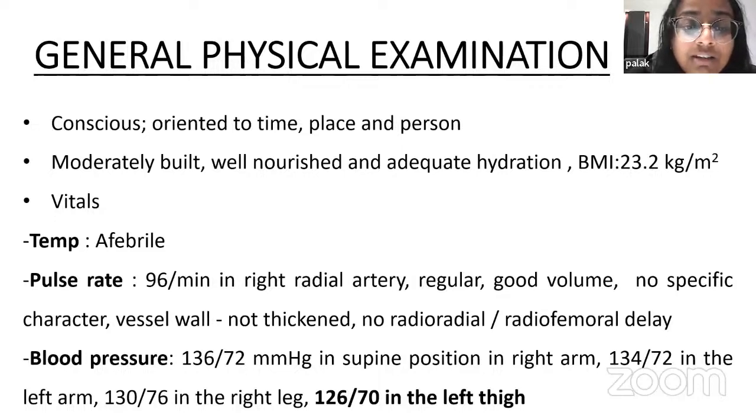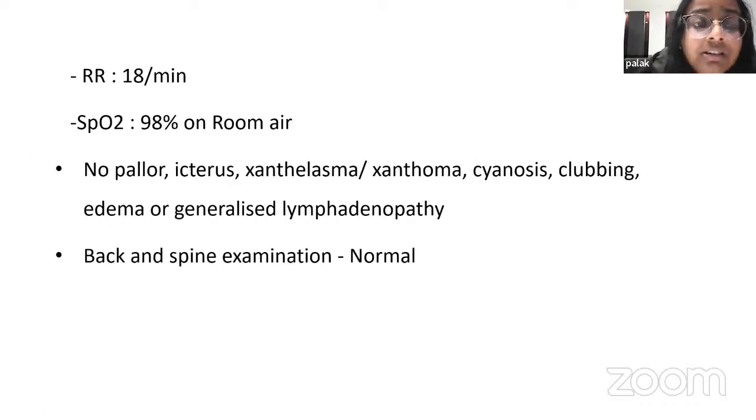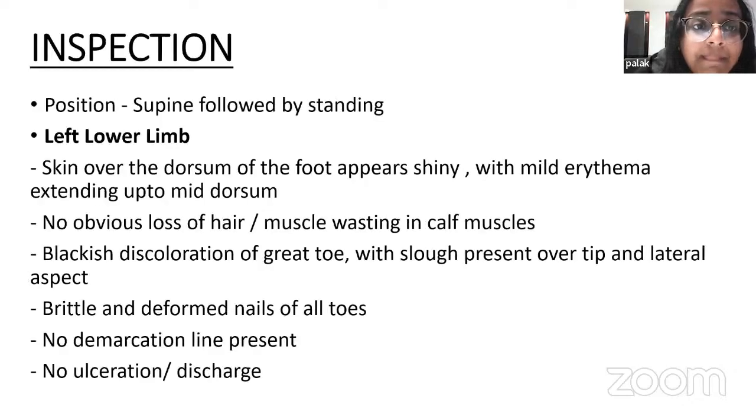The blood pressure was 136 by 72 mm of Hg in supine position in the right arm, 134 by 72 in the left arm, 130 by 76 in the right leg, and 126 by 70 in the left thigh. The respiratory rate was 18 per minute and the SpO2 was 98% on room air. No pallor, icterus, xanthelasma, xanthoma, cyanosis, clubbing, edema, or generalized lymphadenopathy. The back and spine examination were normal.